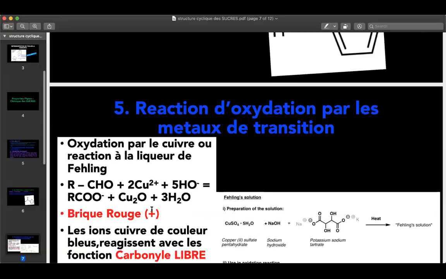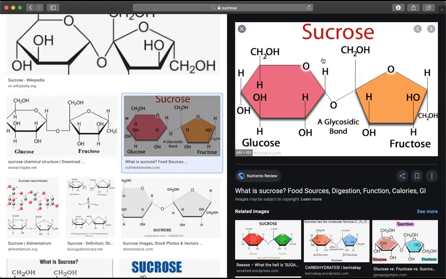Let me just show you to make things a bit clearer. So we have sucrose. What am I trying to say? You should tell me if you can see what I'm sharing. Can you see? I'm on the internet now, on Google. Yes. Okay, I haven't got the correct image.